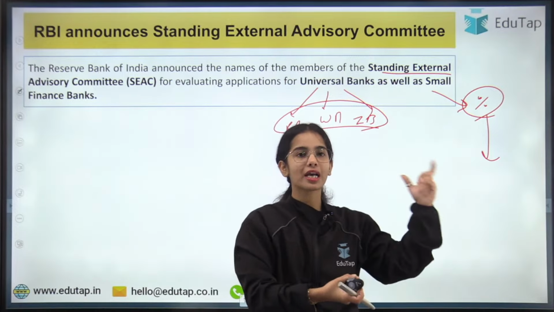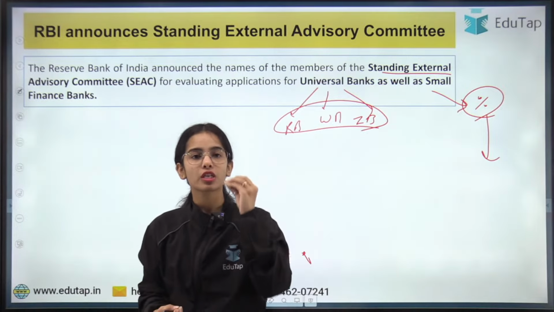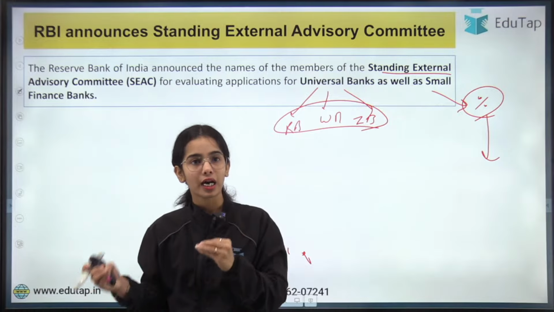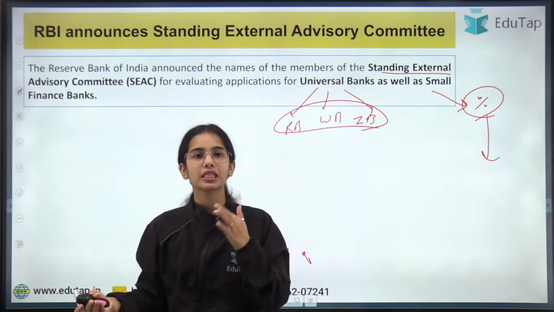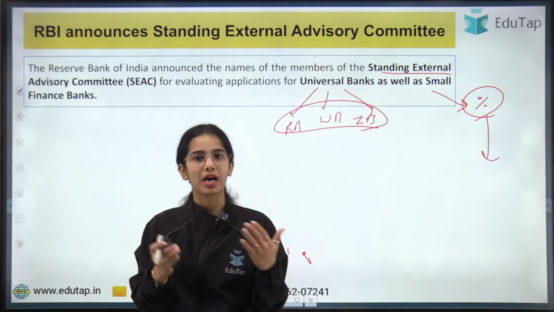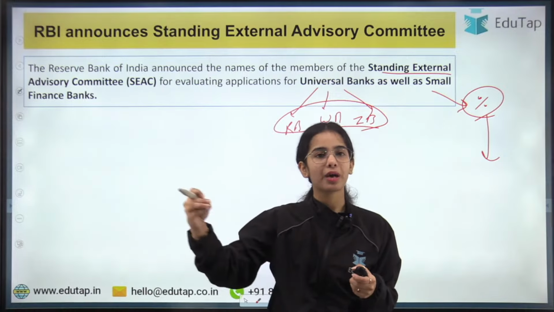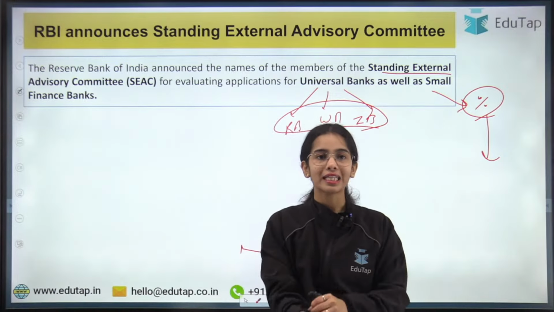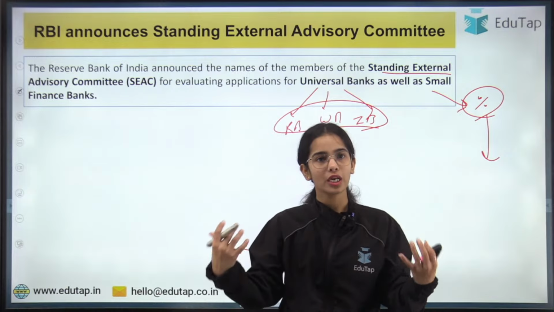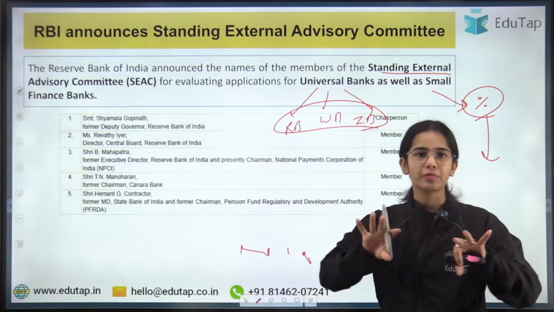So small finance banks are differentiated banks, and they have the motive to serve the unserved and unbanked areas. A certain percent of their branches should be established in the unbanked areas. Yes, 25% of their branches should be established in the unbanked, unserved areas. And they have to provide small loans to MSMEs and such. So this is the basic idea.